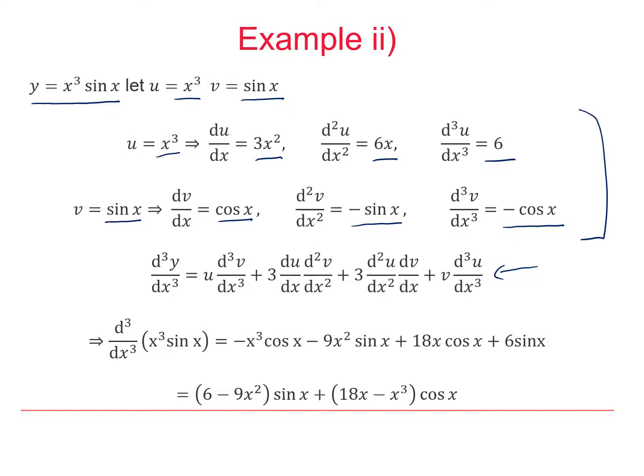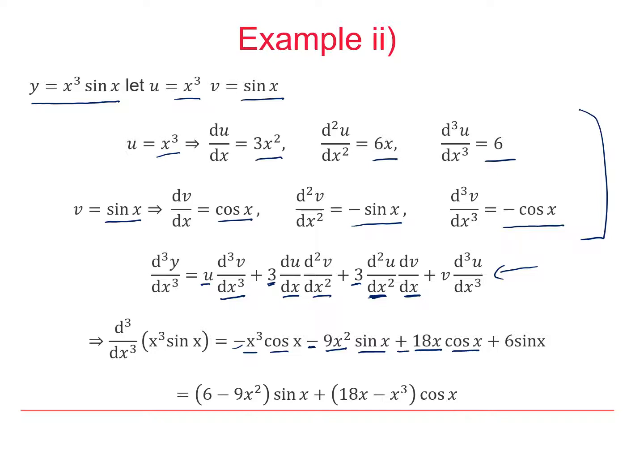So the first section has u, which is x cubed, and it has the third derivative of sine x, which was negative cos x. Then we have 3 times the first derivative of u, which is 3x squared. So 3 times 3x squared gives me 9x squared. Then we need the second derivative of sine x, which is negative sine x. So there's the negative and the sine. Then we need 3 times the second derivative of x cubed. That's 6x. 6x times 3 gives me 18x. And the first derivative of sine x, which is cos x. And that's a plus this time.